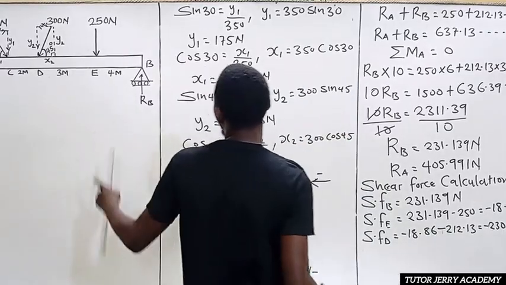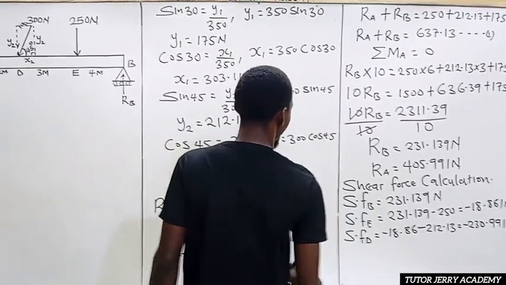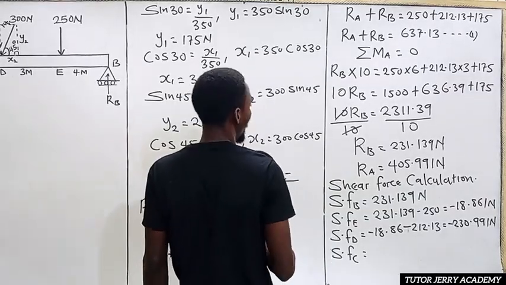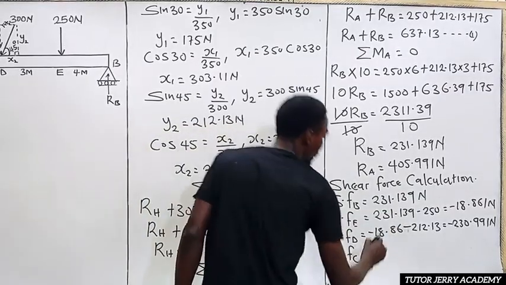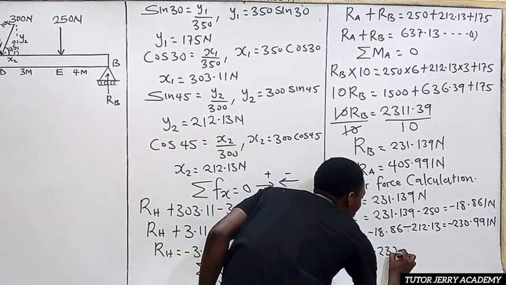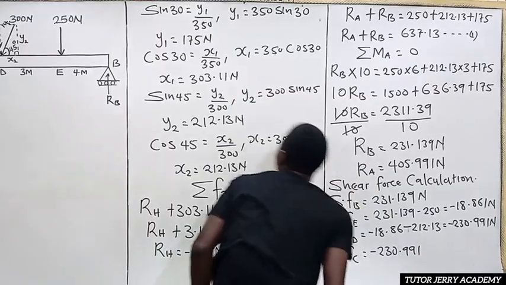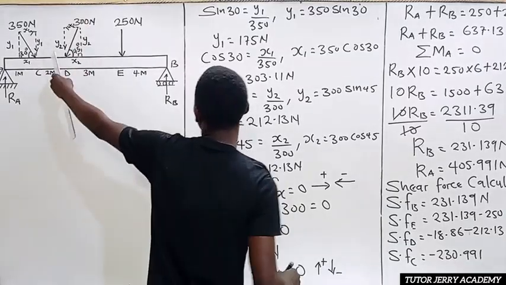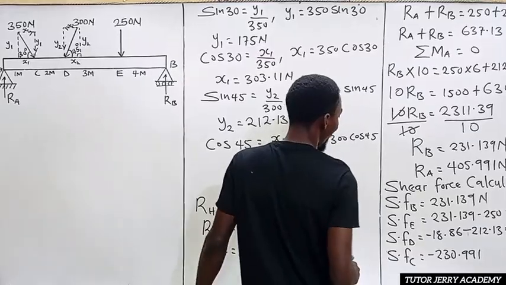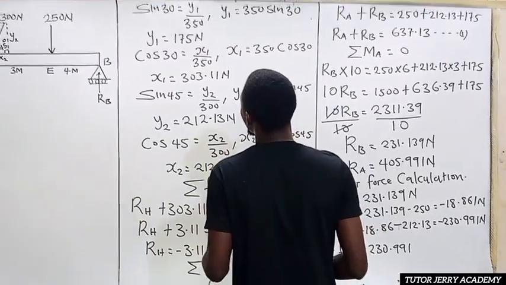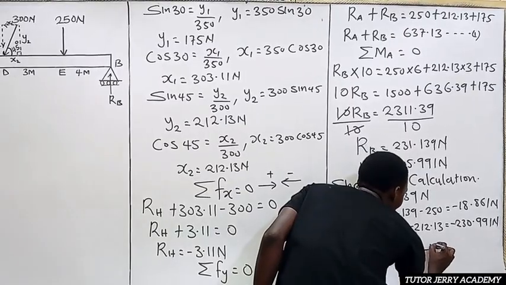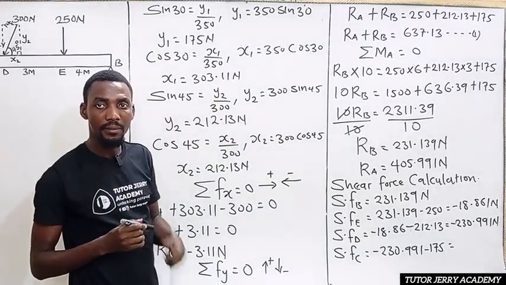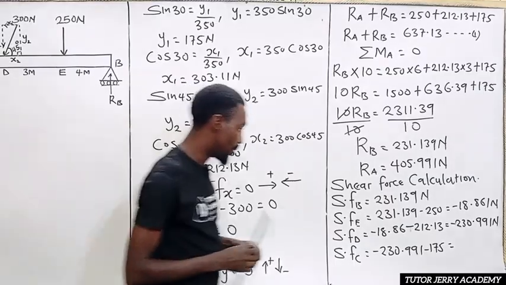So now we are going to go for the shear force at point C. The shear force at point C will be equal to, we have gotten to the point of D, which is minus 230.991. All right, so if we subtract Y1 from this, because it's also a downward force, so minus Y1. Our Y1 is 175. Minus 175. So if we do this, what are we going to have? Minus 405.